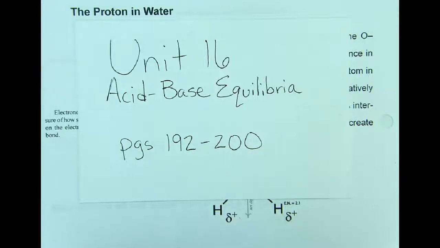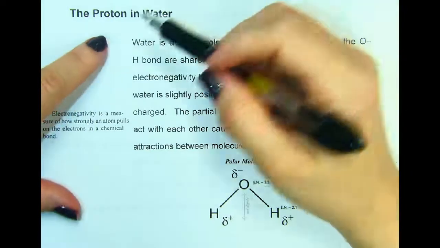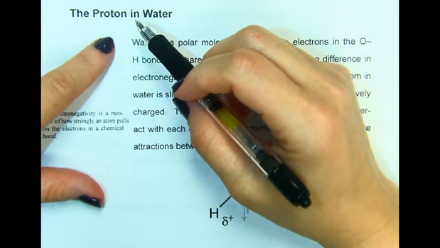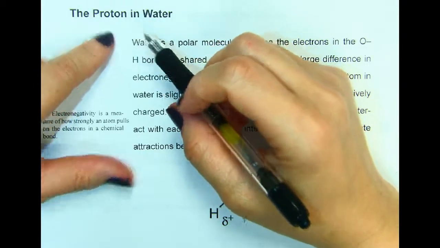Unit 16, Acid-Base Equilibria. This is pages 192 to 200. The proton in water, and by proton we mean the hydrogen, when it separates is an H+ ion.